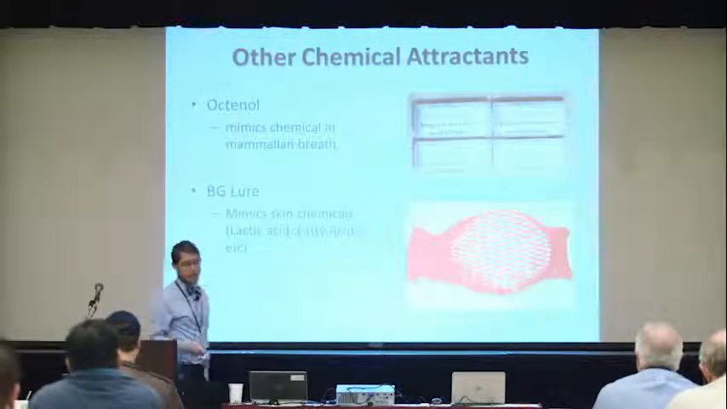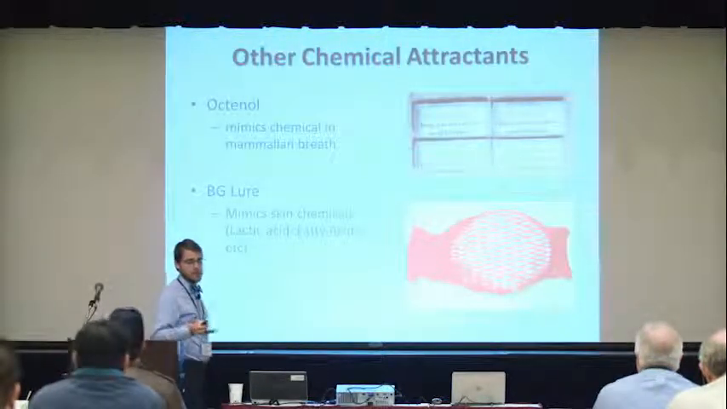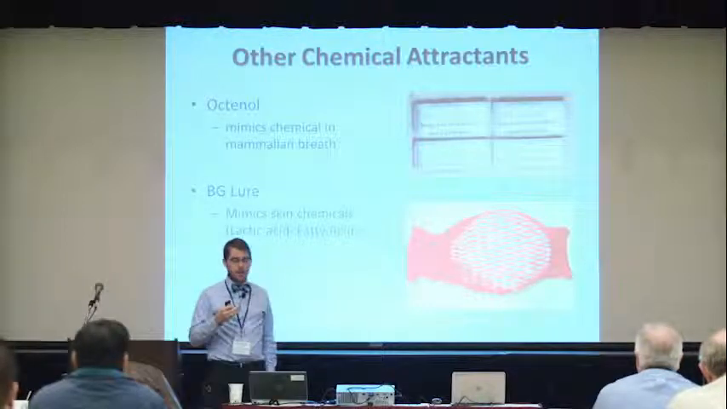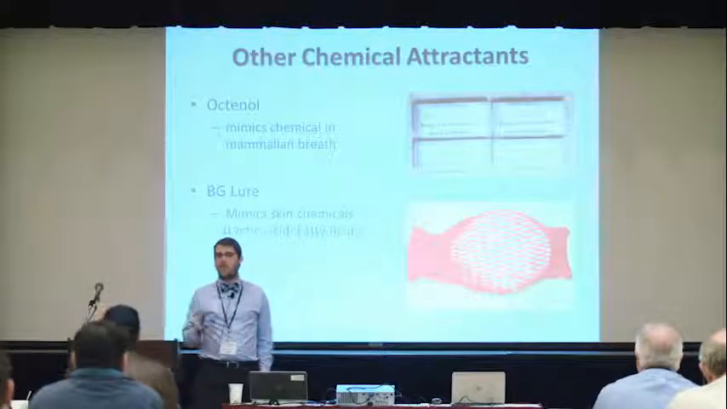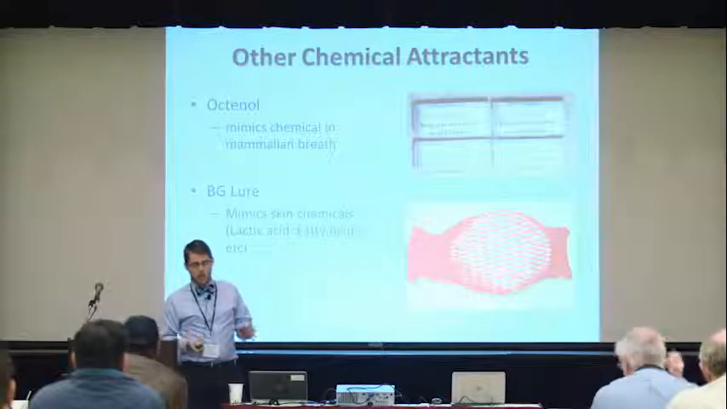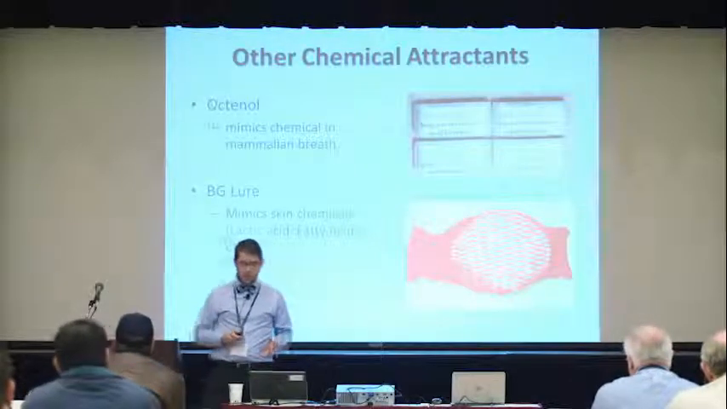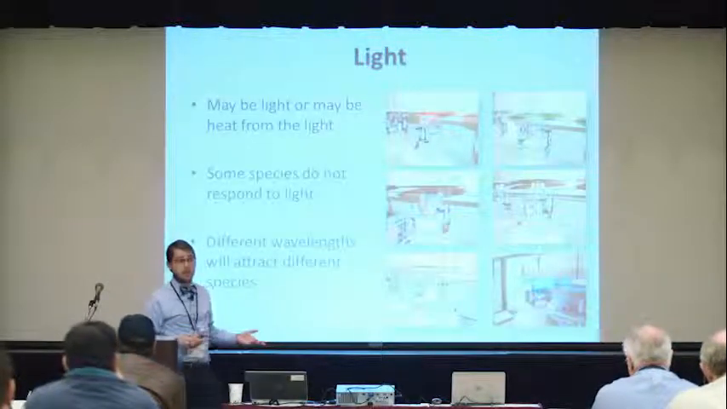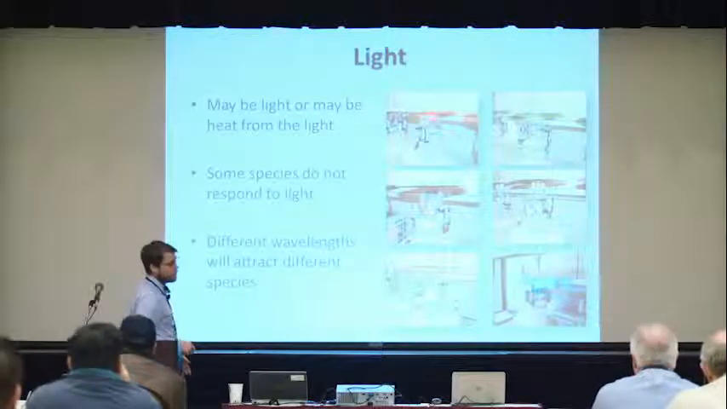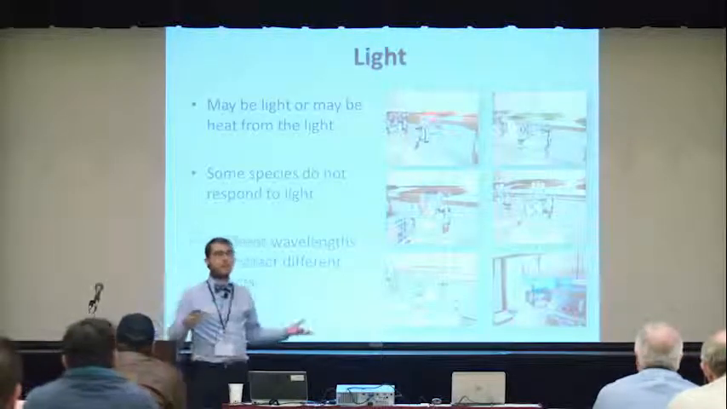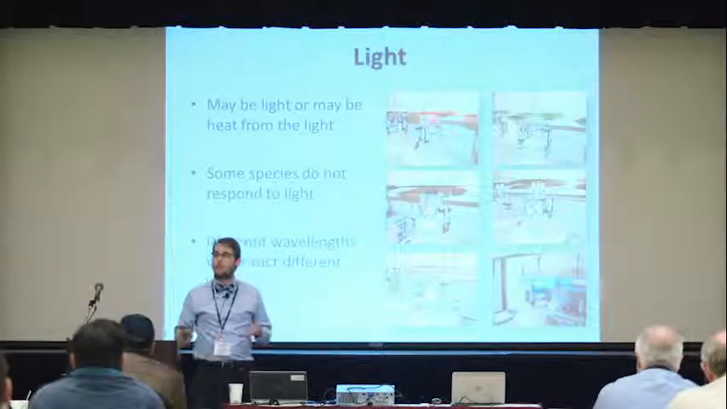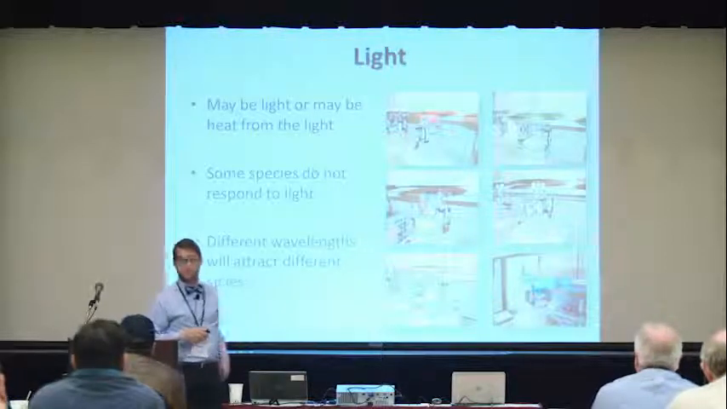We have the other chemical attractants, which are octanol, which mimics chemicals in mammalian breath. Also the BG lure, which mimics skin chemicals. And we use these primarily in our BG traps. You can use light. This is an experiment we're currently working on now where we're looking at different colors of light and different wavelengths to see if we can differentiate between species.